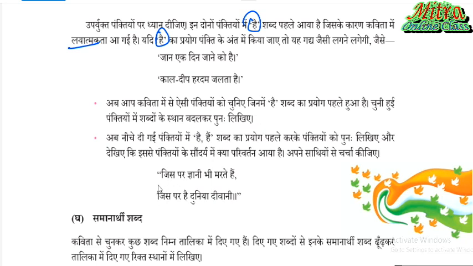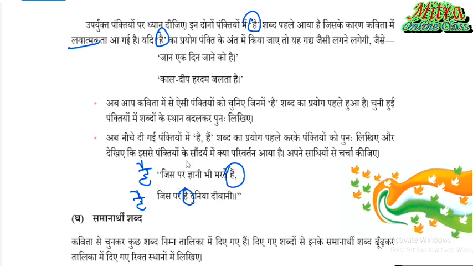So see here the example. जिस पर ज्ञानी भी मरते हैं, जिस पर है दुनिया दीवानी है. So in this both है, you place it in the first place. Then how do you read it? Read and see once here. है जिस पर ज्ञानी भी मरा, है जिस पर दुनिया दीवानी है, जिस पर ज्ञानी भी मरे, है जिस पर दुनिया जाए, है जिस पर दुनिया दीवानी.